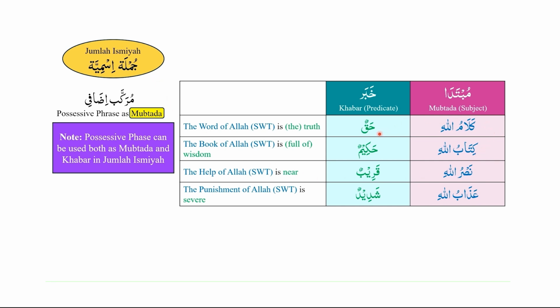Kalamullahi haqqun. The word of Allah subhanahu wa ta'ala is the truth. Kitabullahi hakimun. The book of Allah subhanahu wa ta'ala is full of wisdom. Nasrullahi qareebun. The help of Allah subhanahu wa ta'ala is near. Azabullahi shadidun. The punishment of Allah subhanahu wa ta'ala is severe.